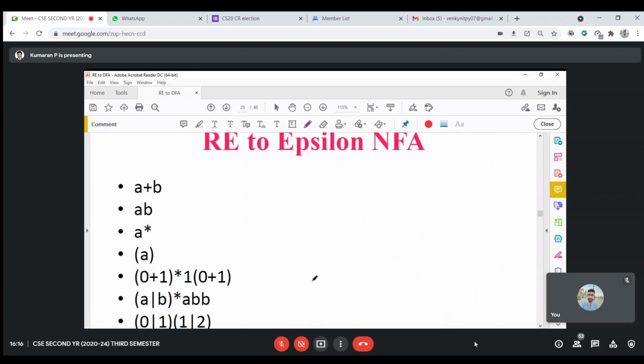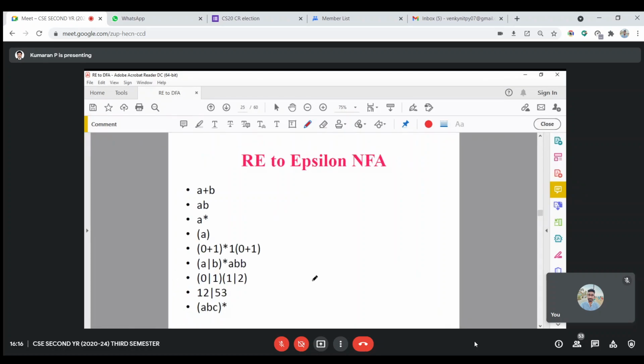So now we got the structure. Now we are going to apply the structure.